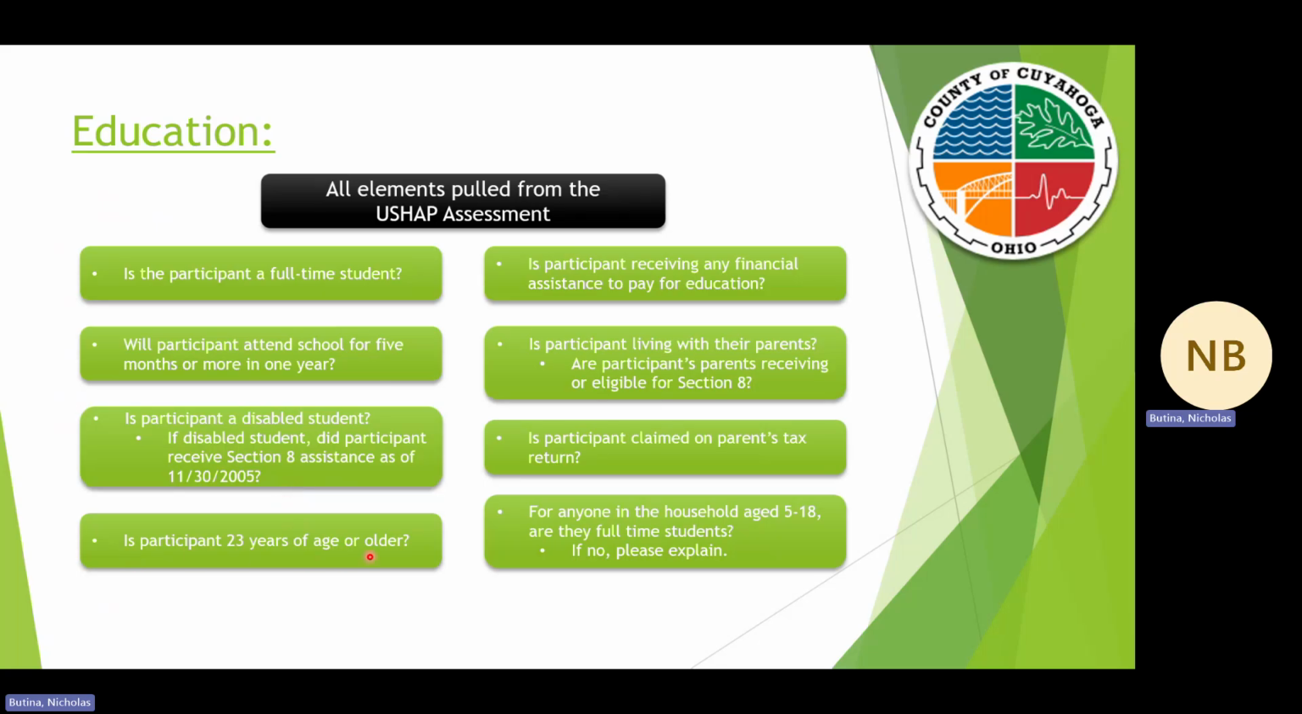Is the participant 23 years of age or older? Is the participant receiving any financial assistance to pay for education? Is the participant living with their parents? If so, are the parents eligible to get Section 8? Is the participant claimed on the parent's tax return? And for anyone in the household age 5 to 18, are they full-time students? If they are not, we'll be asked to explain.